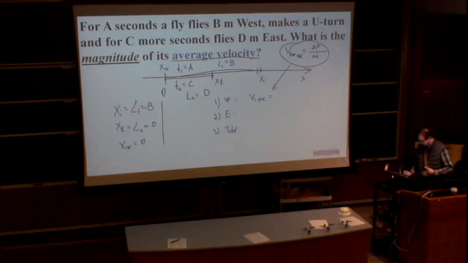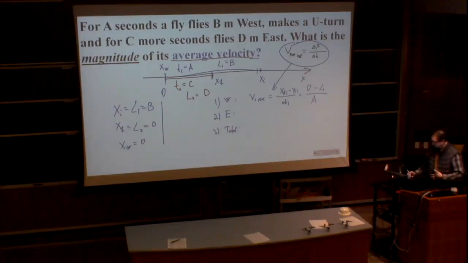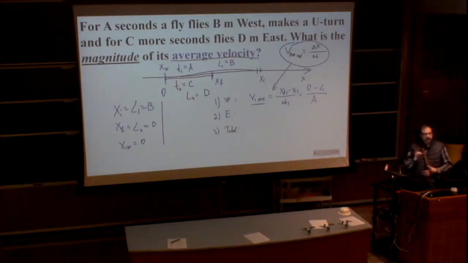So, there should be some average velocity on its way to the left, and that should be equal to x final 1 minus x initial 1 over delta t 1. That's x final 1, which is 0, minus x initial 1, which is L1 or B, over time A. That's it. Now, that equation describes average velocity, and as we know, velocity and speed differ in some properties. For example, speed, which is distance over time, cannot be negative, because distance cannot be negative, but velocity can, and this average velocity actually is negative, because it points to the left, opposite to the positive x direction.